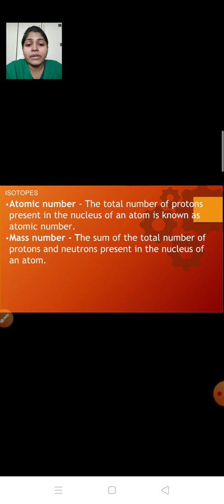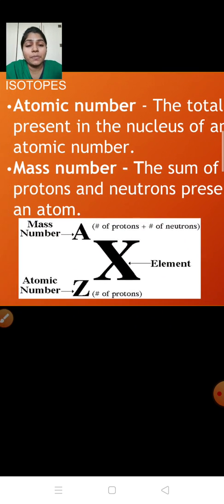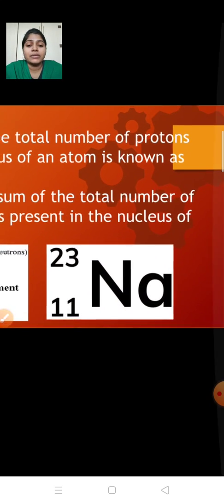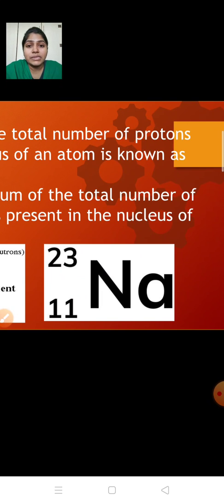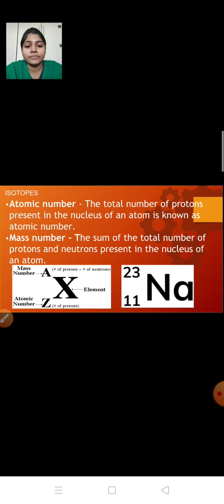Now how do we represent both this atomic number and mass number? For that we will write the symbol of the element, mass number on the top and atomic number at the bottom. Example, we can take example of sodium. 23 is the mass number and 11 is the atomic number.